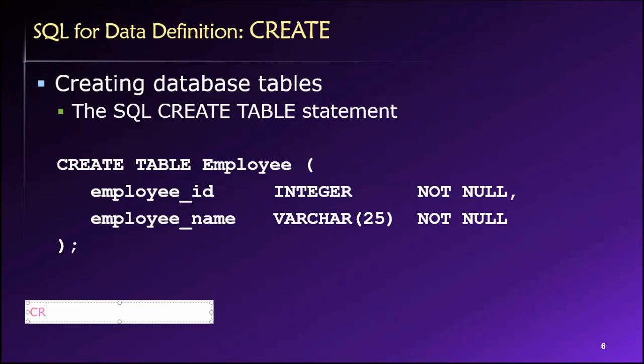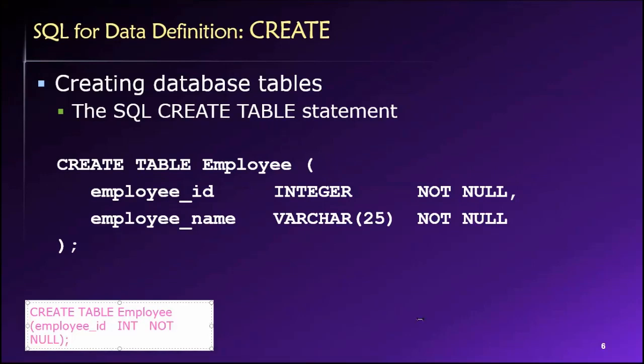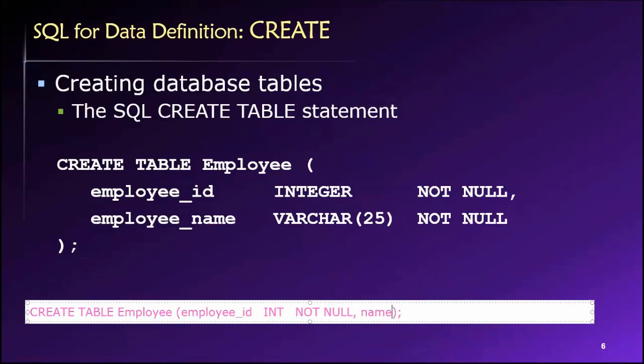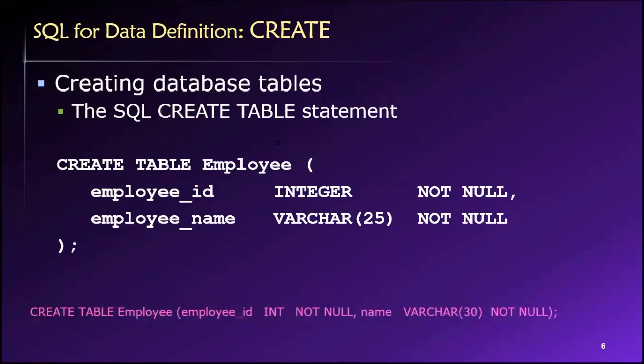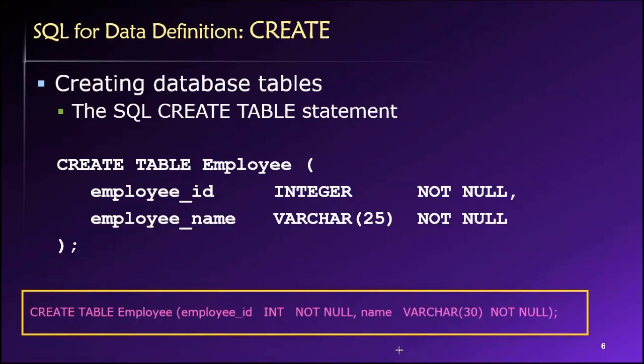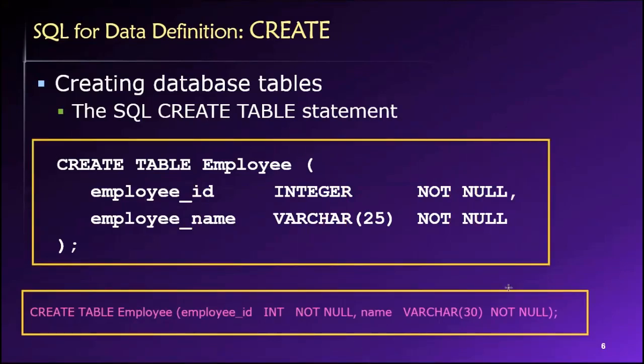All right, so we could do something like create table employee, whatever, employee ID, and not null. We could do this all in one line if we wanted to. We could even do another one, right? I don't know, name, varchar 30, not null. So the database will understand this, even if it's all just written out in one big line in exactly the same way that it would understand this.